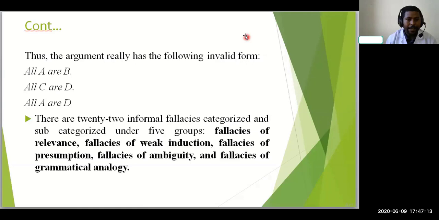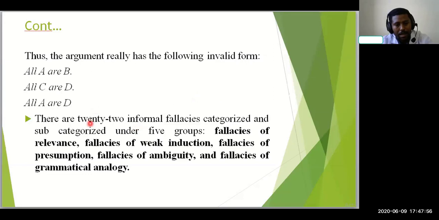So in general, we have more than 30 informal fallacies. But in our discussion in this course, we will look at the 22 informal fallacies, which are very difficult to identify by mere inspection. We can identify those fallacies only through detailed inspection, through looking at the content of the argument, the logical reasoning process.